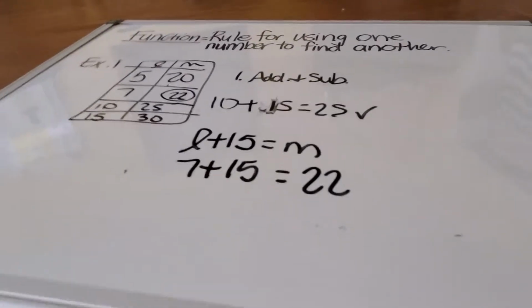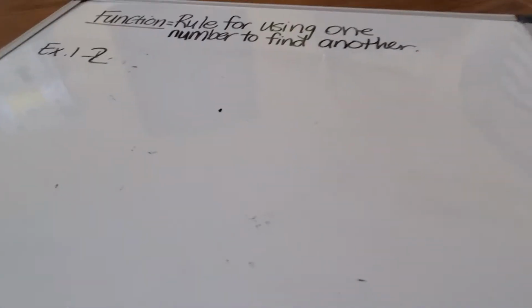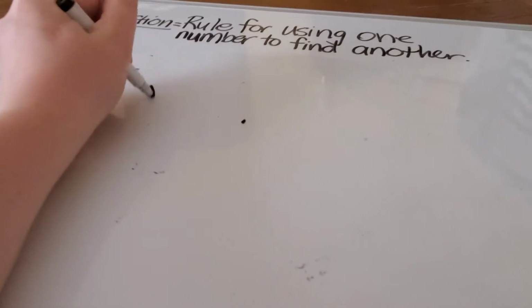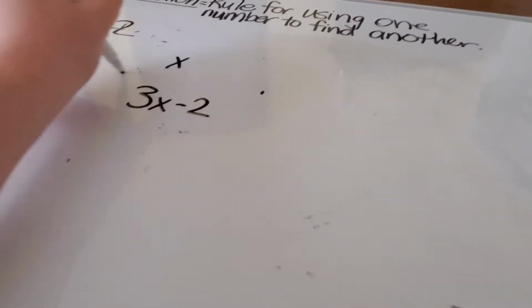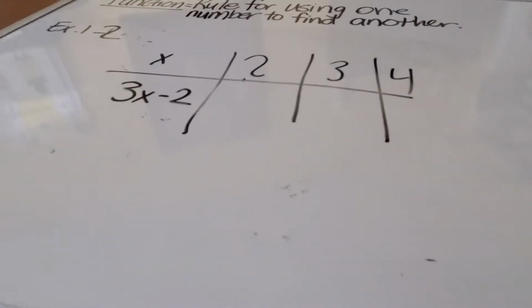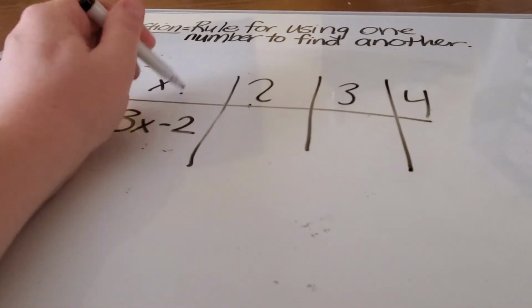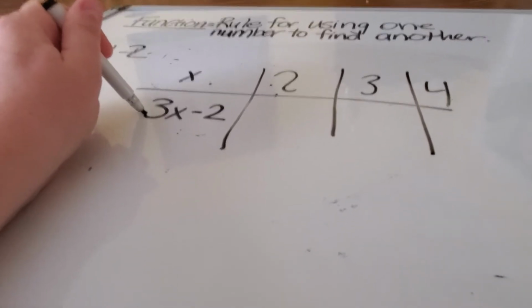Now, example 2, that's even easier because they give you the chart. All you have to do is apply the rules. Excuse me just a second. So for example 2, they give you X, then they give you 3X minus 2. They tell you what the rule is. Then they give you 2 and 3, and you have to figure out what it is for 4. So they tell you what X is. X is 2. So plug in your 2 right here.